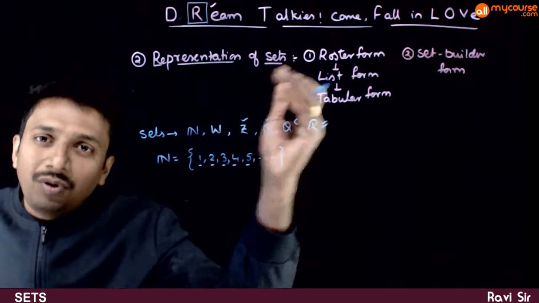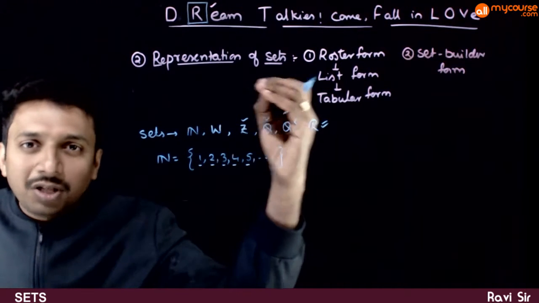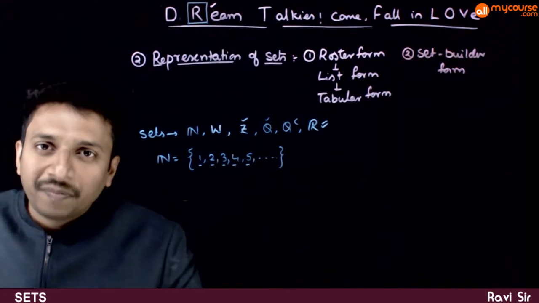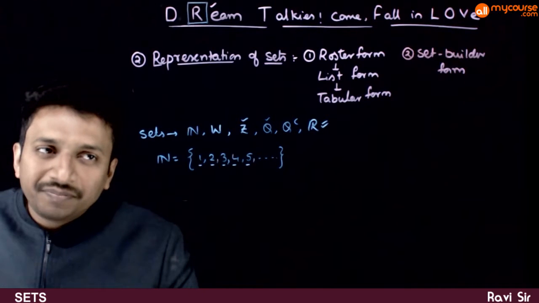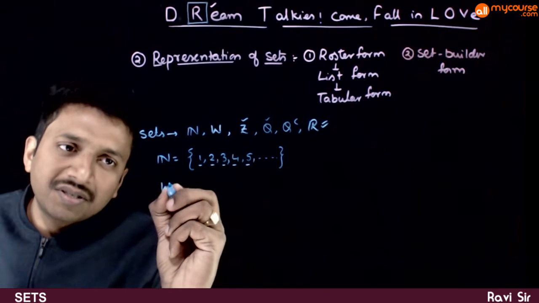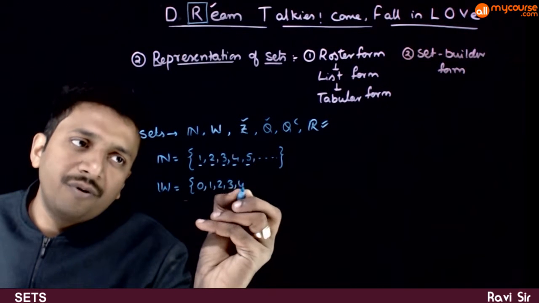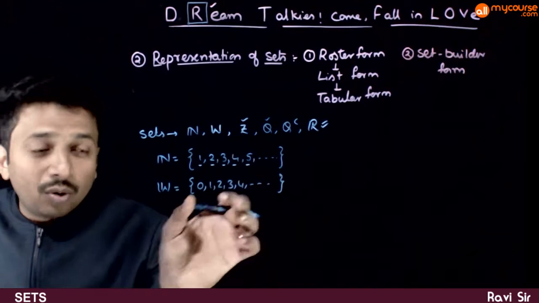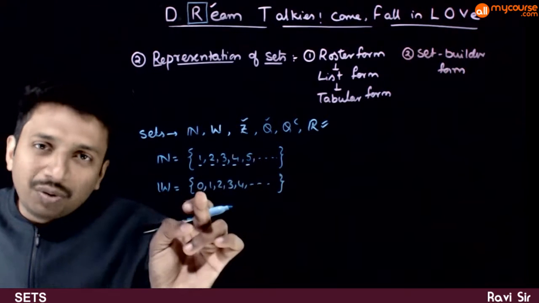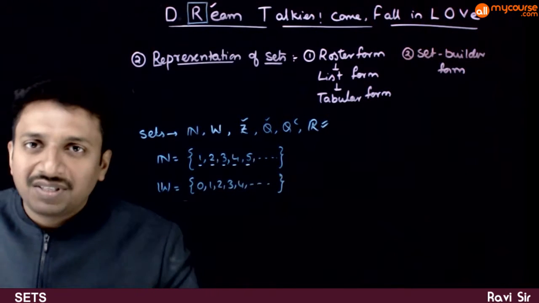A roster, if you look at the word in your dictionary, also represents a log book where all the names are written. So the set of whole numbers is nothing but 0, 1, 2, 3, 4, and so on. This is also a roster form of representation. That is, you list all the elements of the set.